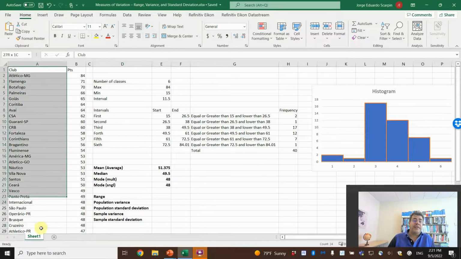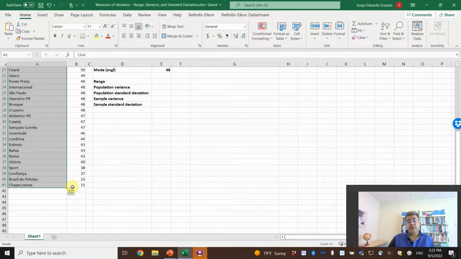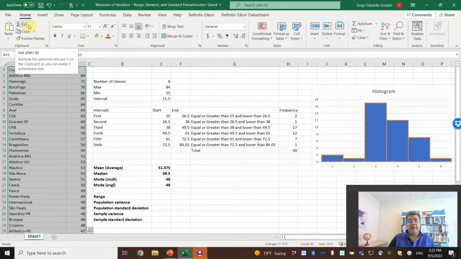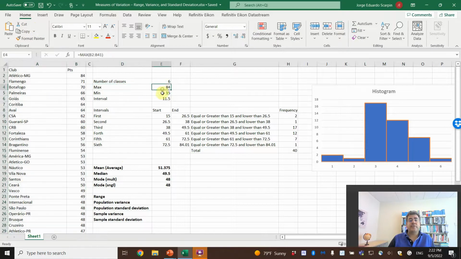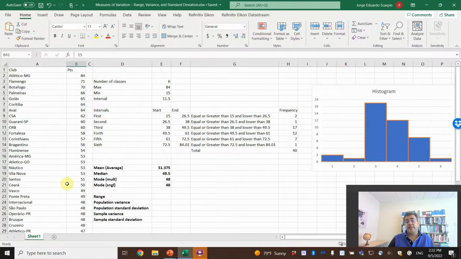So here we have a list of 40 clubs from the Brazilian football championship, or soccer championship if you are in the US. The two leagues, League A and B, have 20 clubs each, so that's why it's 40. And here we already have the maximum and minimum, 84 points and 15, because they are ranked in order of the points. However, if we don't have them here, how do we find them?